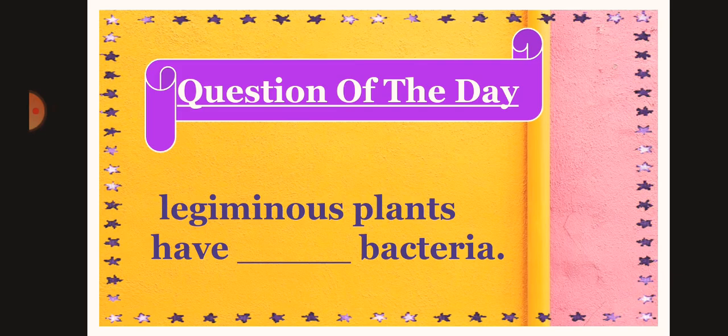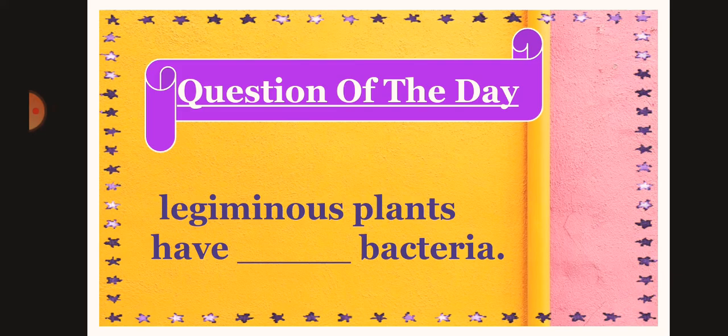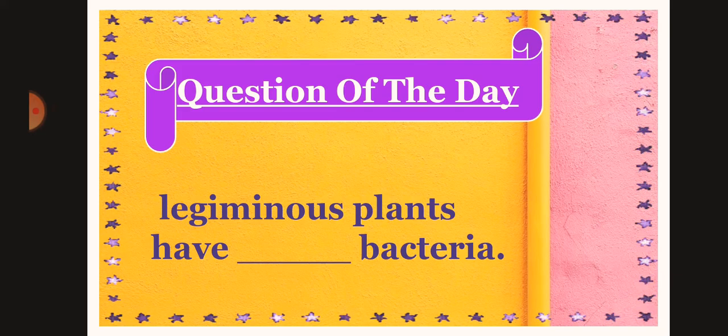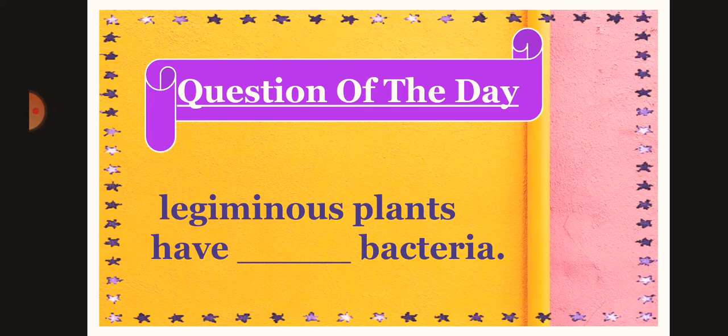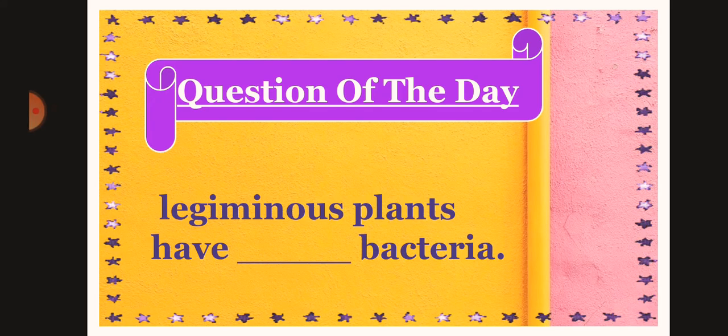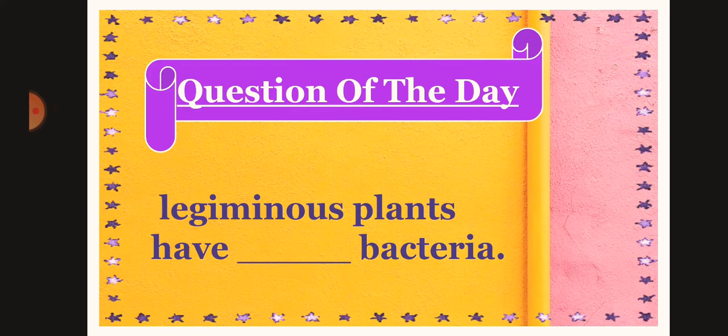So students, this brings us to the end of the discussion. So what is the question of the day? The question of the day is: leguminous plants have dash bacteria. So what bacteria is there is what we have to mention here.